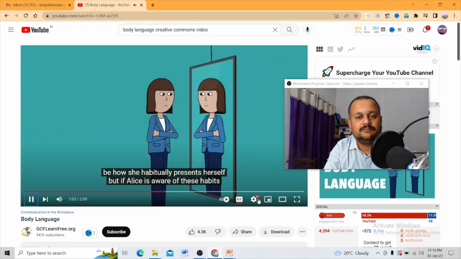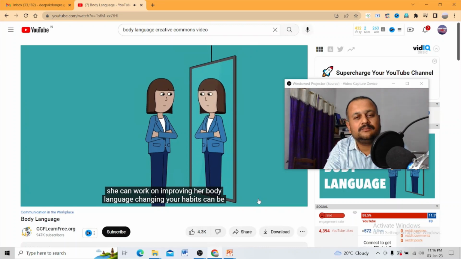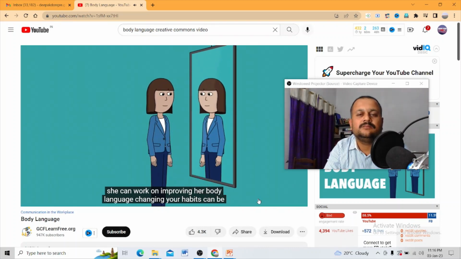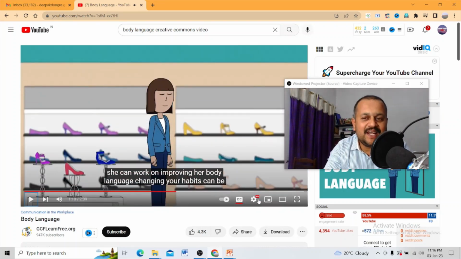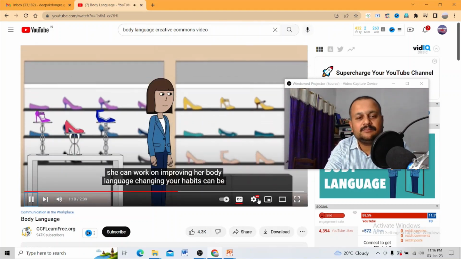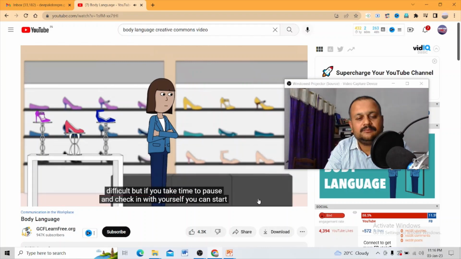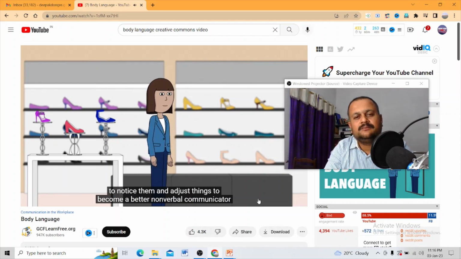But if Alice is aware of these habits, she can work on improving her body language. Only by understanding the real meaning of different body language can we improve ourselves and make communication better. Changing your habits can be difficult, but if you take time to pause and check in with yourself, you can start to notice them and adjust things to become a better nonverbal communicator.